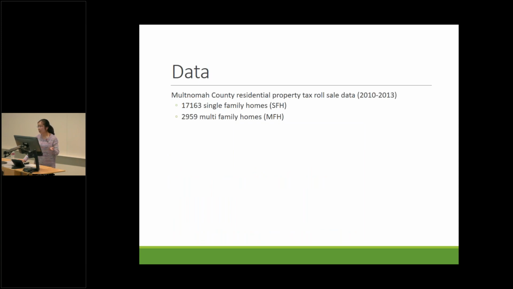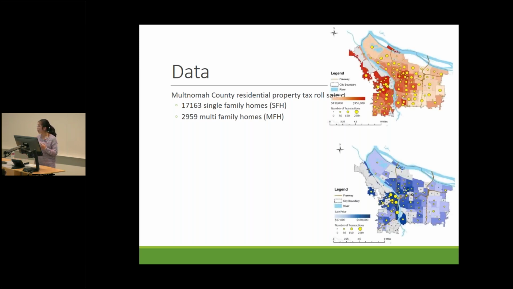The data we use is Multnomah County residential property tax roll data from 2010 to 2013. There are roughly 17,000 single-family homes and about 3,000 multifamily homes. Here, the two maps illustrate the distribution of single-family and multifamily homes. The yellow dots mean the number of homes, and different color scales mean the average price. We can see single-family homes are more widely spread across the city, but multifamily homes are more concentrated in the city center.